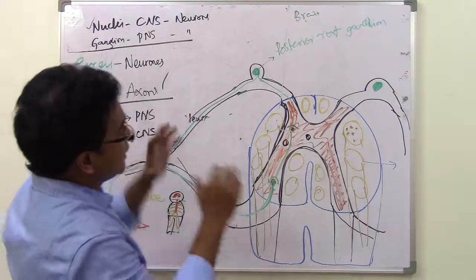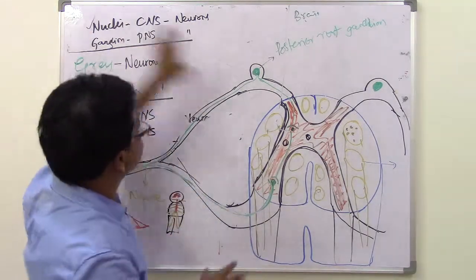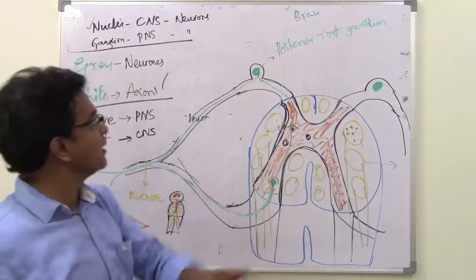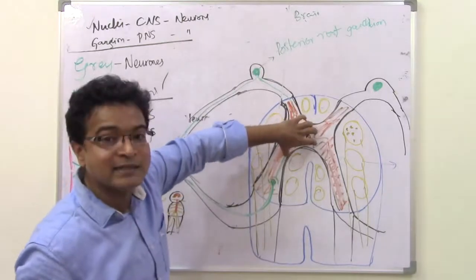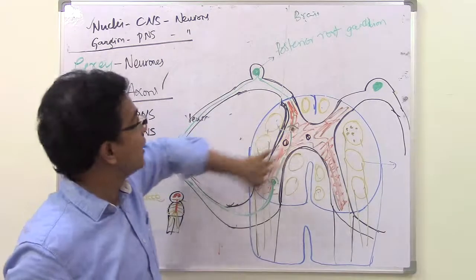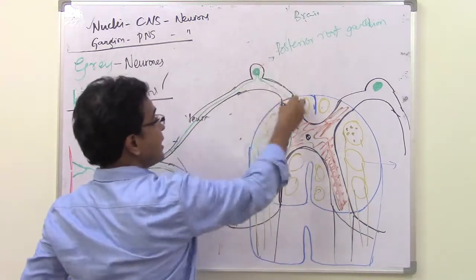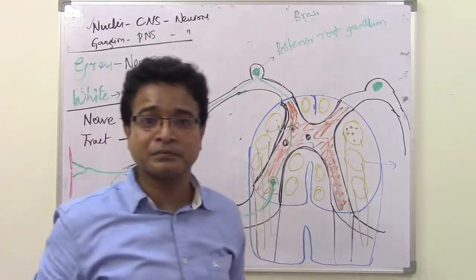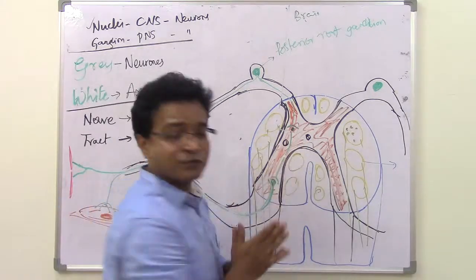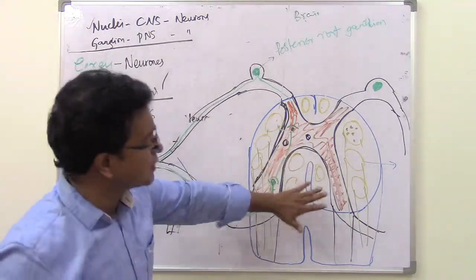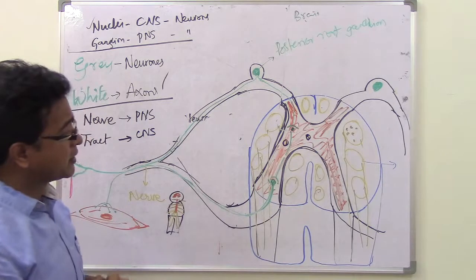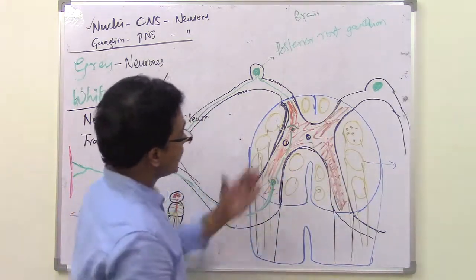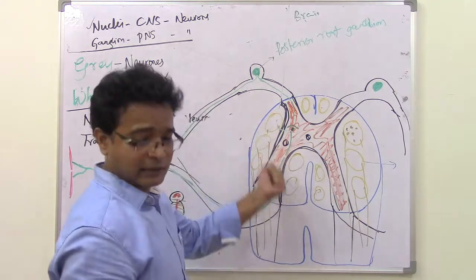And finally, a collection of cells, a collection of nuclei coming together and performing a common function, is called a nucleus inside the central nervous system. But if the group of cells lies outside of the central nervous system, we call it a ganglion. Okay, so this is the basic structure of the spinal cord, and the white matter, as I said, is made up of axons, and these axons are called tracts.